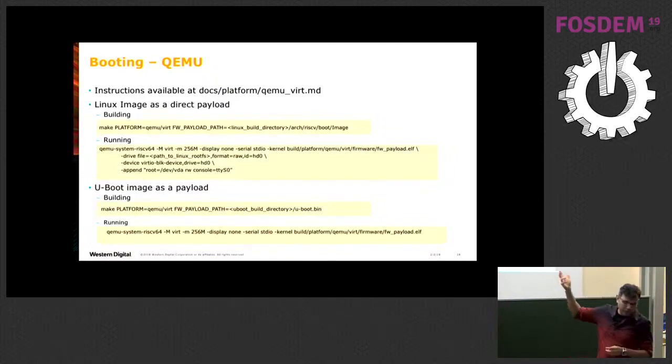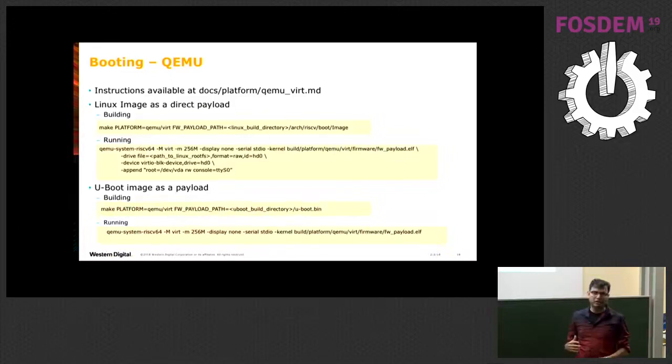So this is how you provide the Linux image as a direct payload. You just say make PLATFORM=qemu/virt, and then this is my Linux image path, and then this is the standard way to run QEMU RISC-V, and you give the rootfs file as the QEMU drive file.